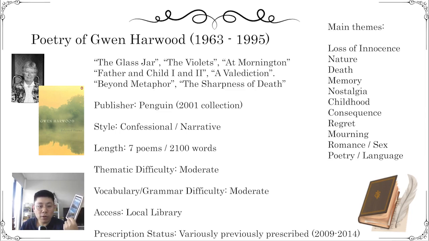The poems in this collection have changed from the past, so there are a few that are really common. The first four, The Glass Jar, The Violets, At Mornington, and Father and Child Parts 1 and 2, I've seen taught in various different contexts. They're fairly old poems, but the next three are from newer collections, and they're actually not in this book that I have. I had to go to the library and get a more recent collection to get them. Those are A Valediction, Beyond Metaphor, and The Sharpness of Death.